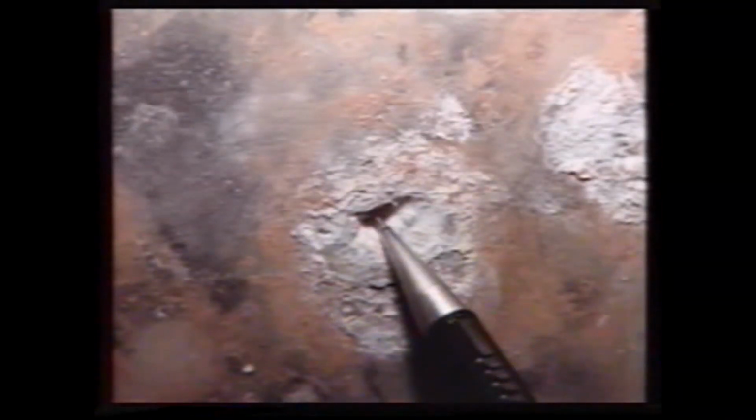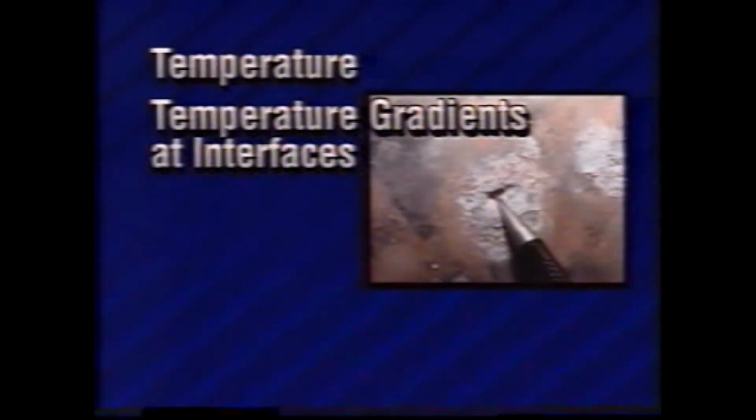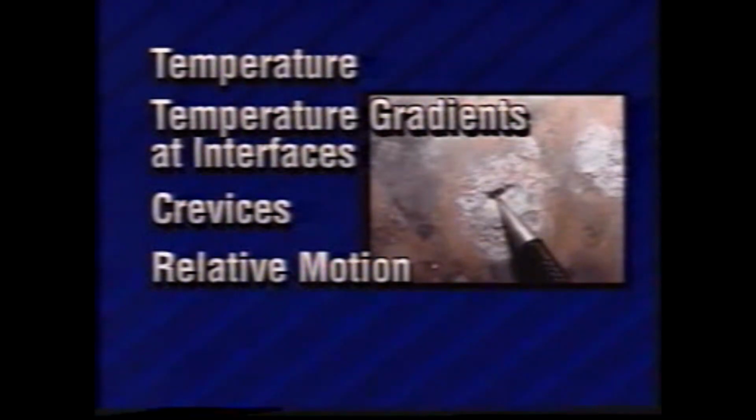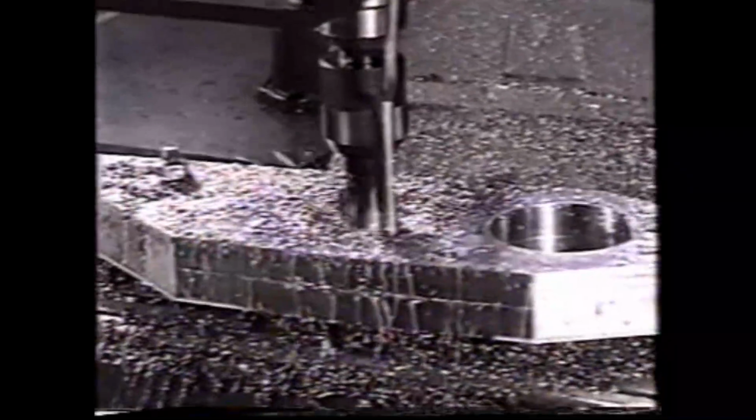Other factors that greatly affect corrosion processes include temperature, temperature gradients at the interface between the metal and the environment, crevices in the metal part or assembly, relative motion between the environment and the metal part, and dissimilar metals in the electrically conductive environment. Surface grinding, heat treating, welding, cold working, forming, drilling, and shearing produce local or general changes on metal parts. These processing and fabrication operations also affect the susceptibility of metals to corrosion.